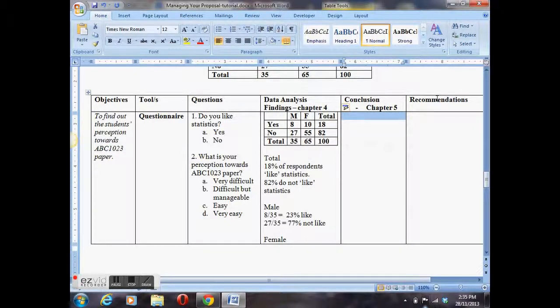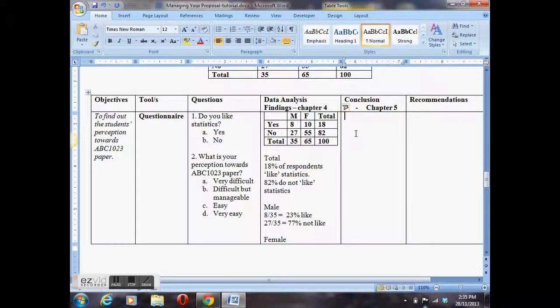What is the conclusion? Okay, when we come up with a conclusion, we don't have to put numbers anymore. So here, for example, this conclusion is what? 18% of respondents say they like, 82% do not like statistics. What is the conclusion? How do you summarize this?